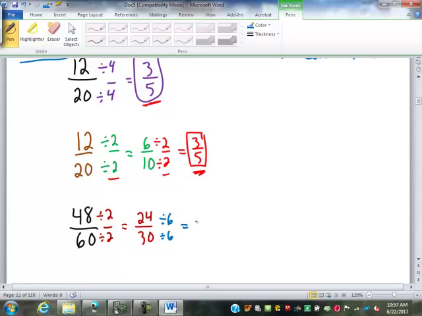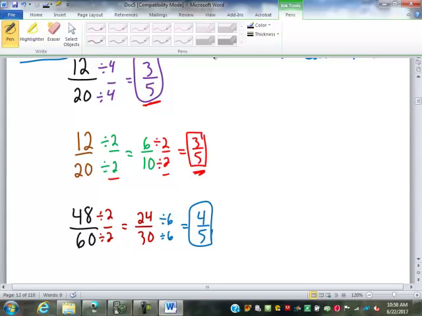What's 24 divided by 6? 4. How about 30 divided by 6? 5. 4/5. And that's it. There's nothing that can divide into both 4 and 5. We're done. I could have divided by 2 again and then 3. It doesn't matter. I would still get to that same spot. You do not have to find that largest common factor.